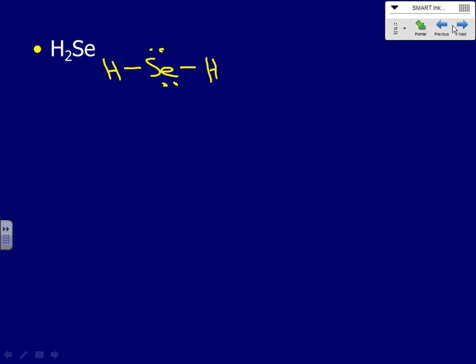We could make sure that the octet rule is satisfied. Is selenium happy? Yeah. Are the hydrogens happy? Yes. The other rule would be make sure we didn't add any electrons. Sulfur has 6 valence electrons, right? Hydrogen has 1 each. So that's a total of 8, right? Do I have 8 electrons in my structure? Excellent. That's a good structure. You're done. You've done it.